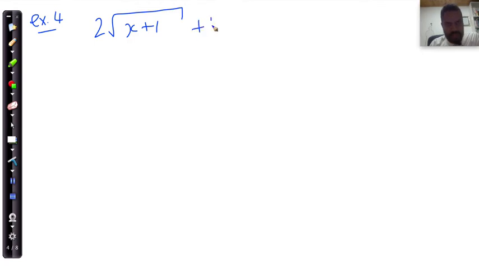In this case, we are going to be looking at the question that reads as follows. Let's just call this example number 4. 2 into root x plus 1, plus 1 is equal to 20 over 2 into root x plus 1.